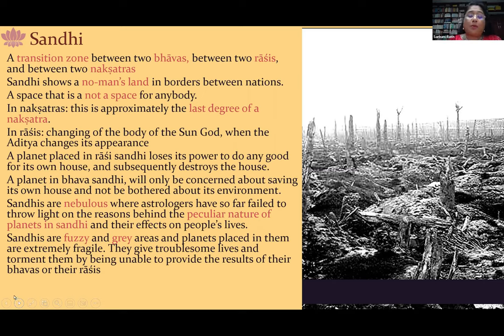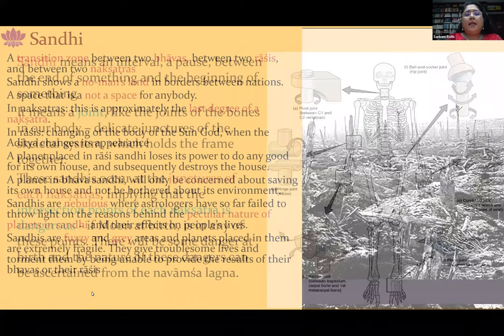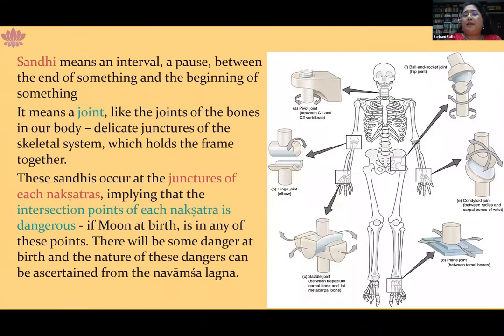Okay, now let's go deeper into that concept. So as I said, sandhi means an interval. It can mean a pause. It can mean the end of something and the beginning of something. You know, when one yuga ends and another yuga begins, it is called a yuga sandhi. And it definitely means a joint, just the way Ganda also means a joint.